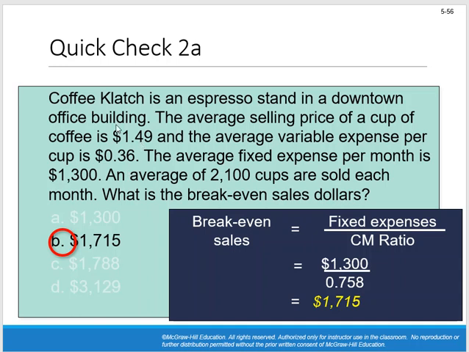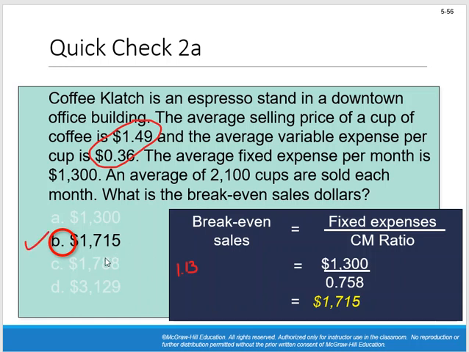$1.13 divided by $1.49. So the CM per unit is $1.13, right? That's $1.49 minus the variable expenses. So sales minus variable gave us $1.13. So my way of solving it, I would take 1,300 divided by $1.13, and I get 1,150 and some decimals. And then I would multiply that by my selling price, which is $1.49, and I come up with 1714. And I would still choose B.